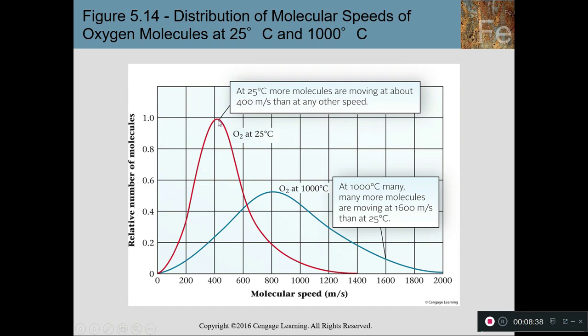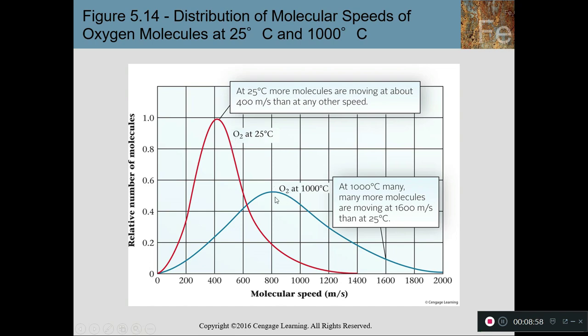What this means is that the average speed is 400 meters per second, but that does not necessarily mean every single molecule in that gas is going to be moving at the same 400 meters per second. They're distributed in such a way that some are slower, some are faster, but most of them are in the bulk of the area very close to 400 meters per second.